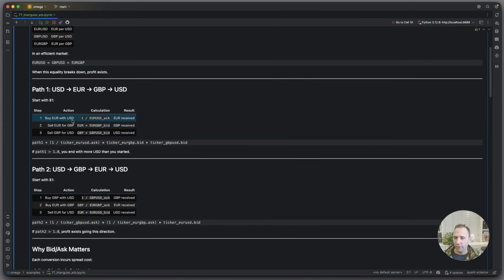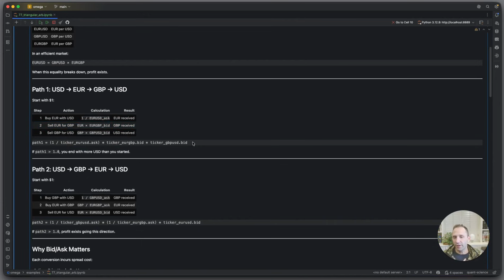Here are the calculations. You buy euro with a dollar, which results in euro received. You sell euro for GBP, you receive GBP. You sell GBP for USD, and you're back to the original US dollar. So the idea here is that you start this process with, say, $1, and you end up with, say, $1 or $1.0001, which is more likely.